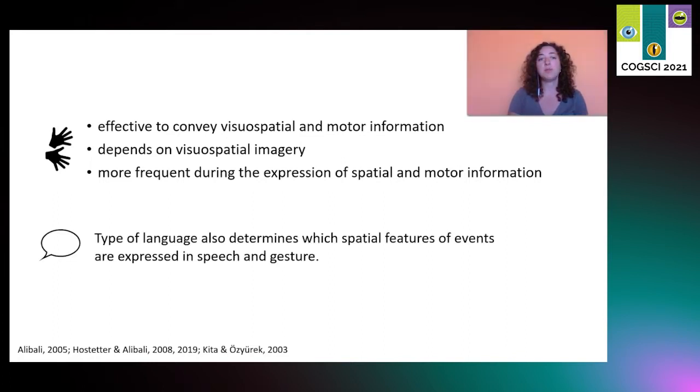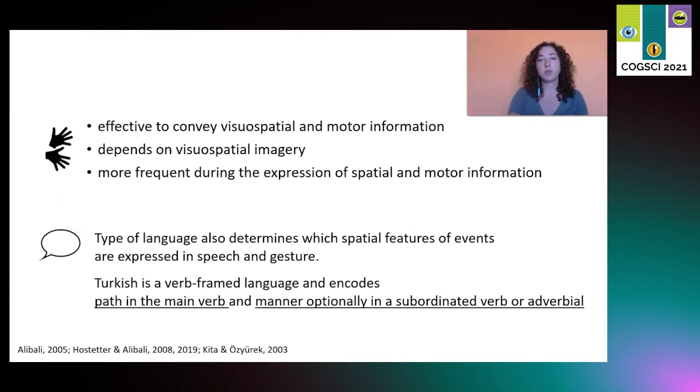In addition to these, we also know that type of language determines which spatial features of events are expressed in speech and gesture. For example, Turkish is a verb-frame language and encodes path in the main verb and manner optionally in a subordinate verb or adverbial. And segmentation of path and manner also holds for gesture. Turkish people mostly produce path gestures even if manner is mentioned in their speech.